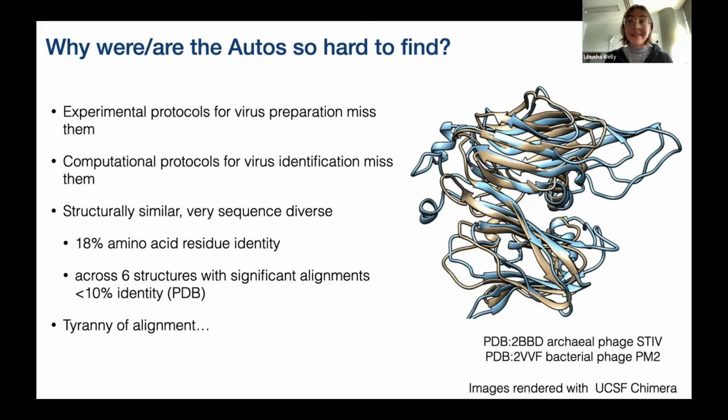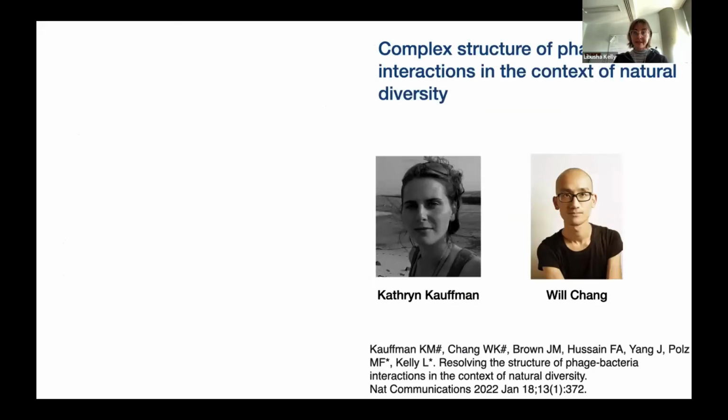So why is this? These things are structurally similar. I'm showing you the capsid protein here for these viruses, but they are very sequence diverse. If you look at the structural alignment of two capsid proteins from these DJR viruses, they have 18% amino acid residue identity. And if you take 6 structures with significant alignments from the PDB, you can see less than 10% sequence identity in the aligned regions. Anyone who does comparative protein structure modeling or any kind of homology transfer annotation will tell you, oh my God, those numbers are terrible. You're never going to be able to identify what you're looking for. You're just going to get a bunch of false positives because you have such low sequence identity.